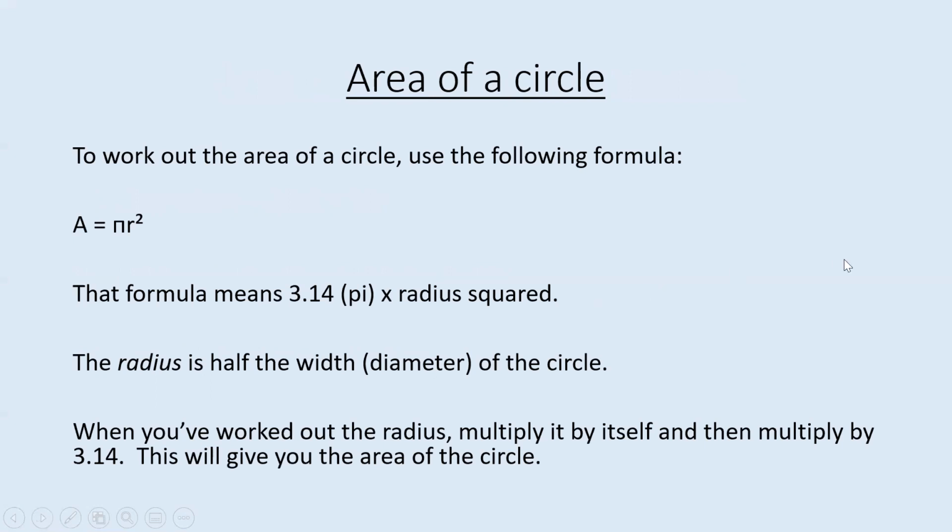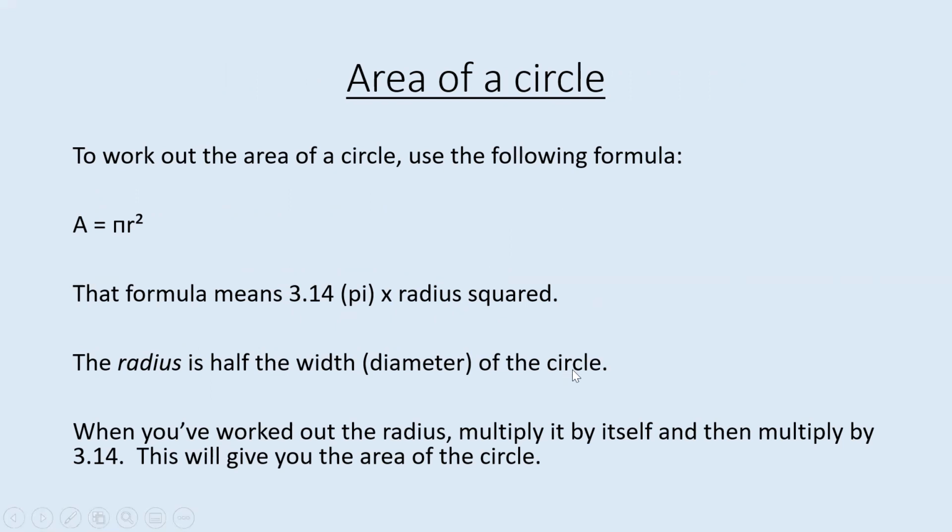You may also be asked to work out the area of a circle, and the formula that you use to do this is pi times the radius squared. That symbol is pi, and in number terms that is worth 3.14 times the radius squared. The radius is half the width or diameter of the circle.